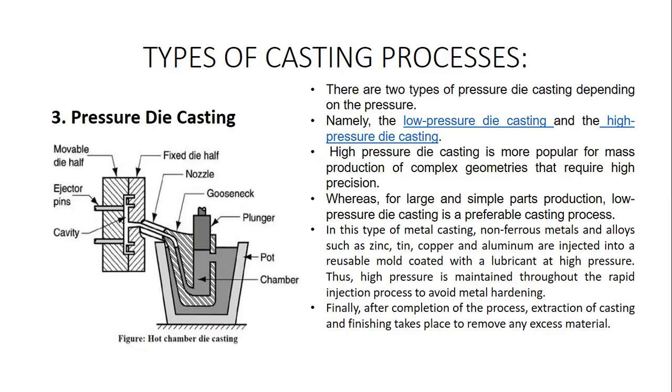Next one is pressure die casting. There are two different types of pressure die casting according to the range of available pressure: low pressure and high pressure die casting. Normally, high pressure die casting is used for mass production. We can create a number of complex part geometries which require high dimensional stability and precision, whereas low pressure die casting is used for only small and simple part production.